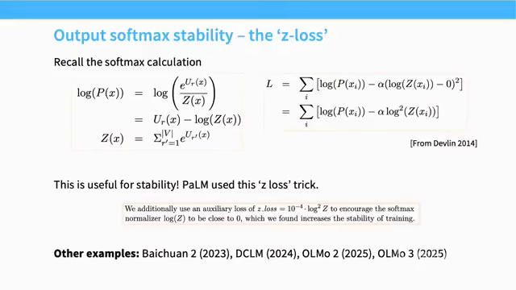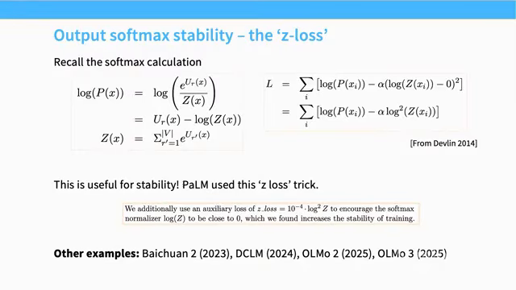But OK, let's start with thinking about the output softmax. The output softmax can blow up on us. One of the things that we can do is try to control the normalizer problem. So let's think about the softmax calculation. We want to compute a log probability to compute the loss.